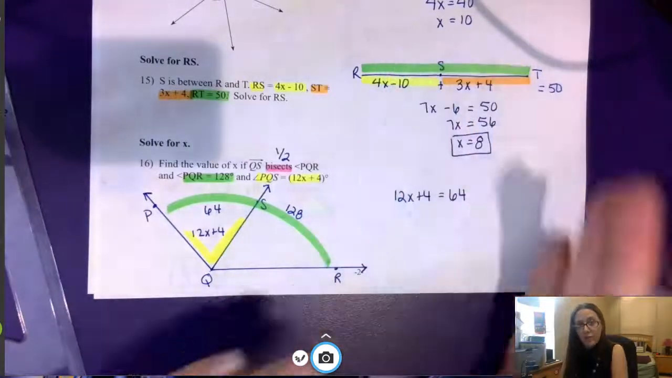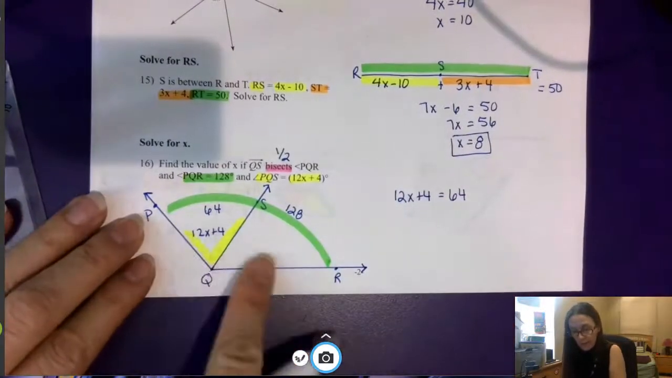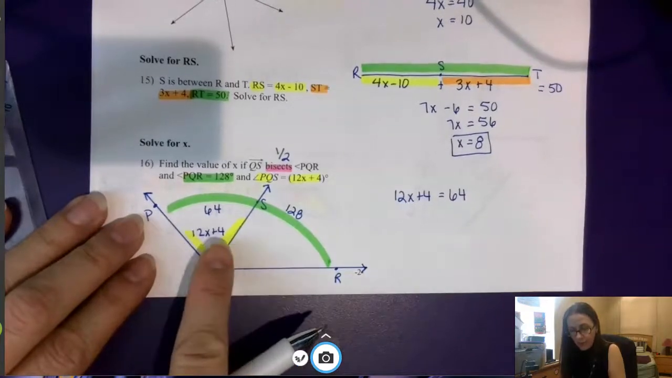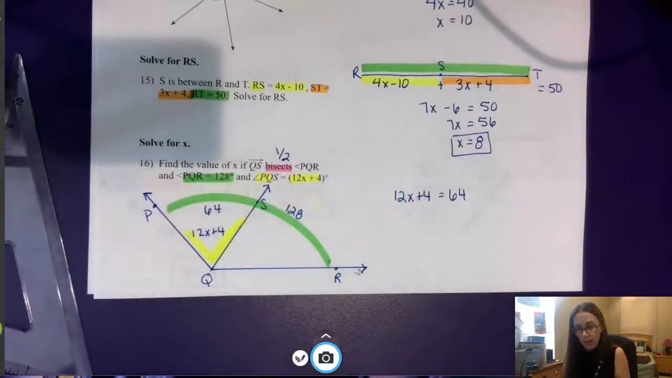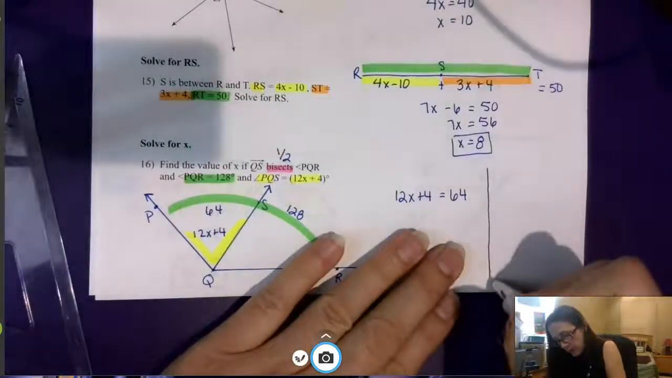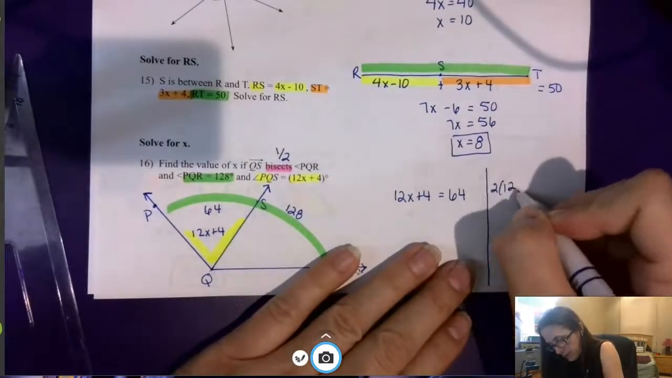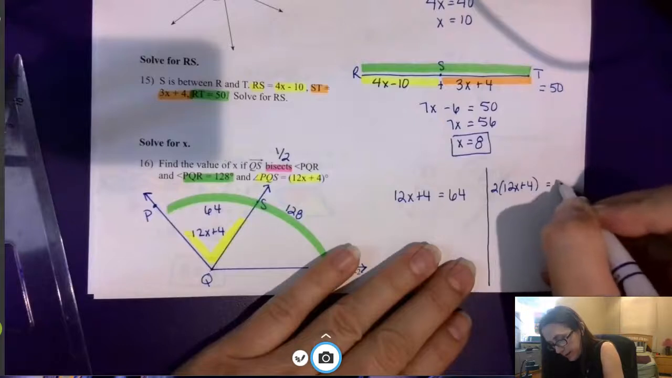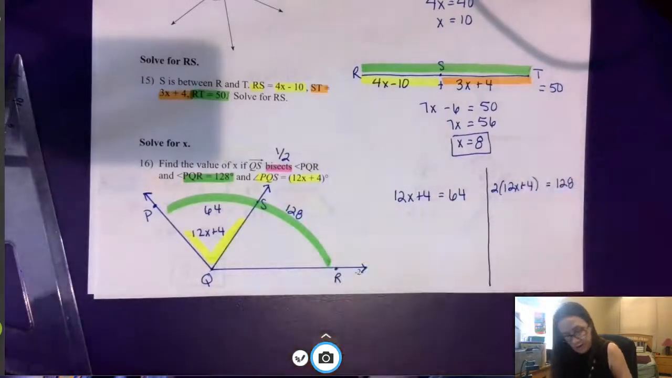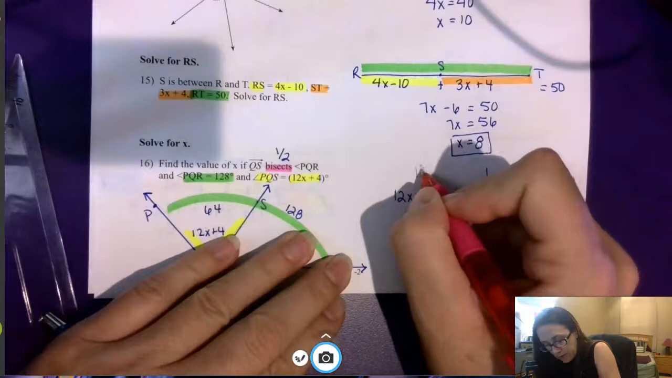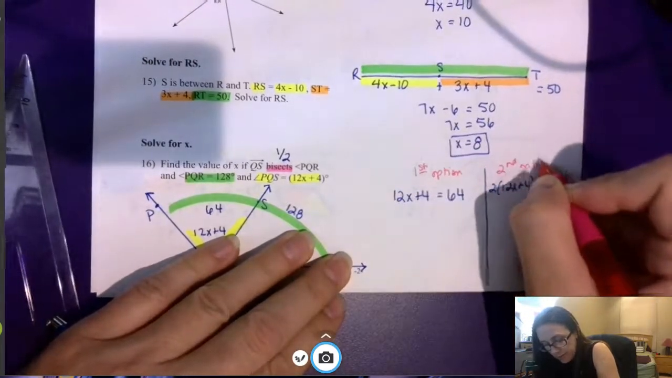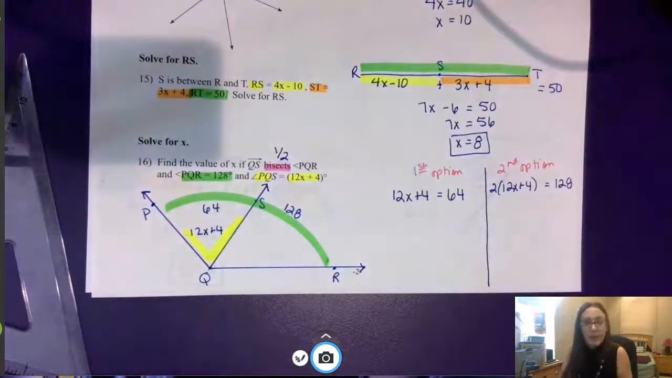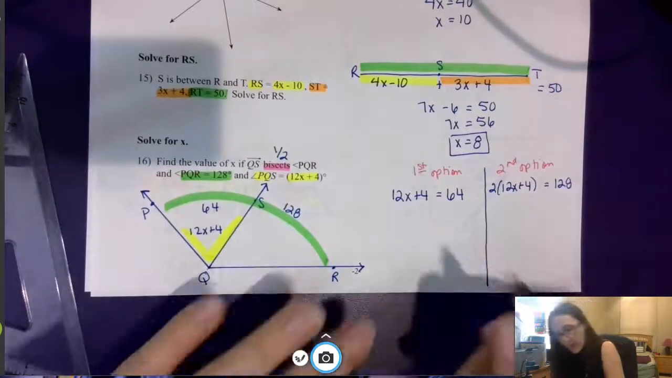Now I want to pause for a second. Some of you maybe would have doubled this and made it 24x plus 8 and set it equal to 128. You could have done that as well. It just depends on how you approach the problem. You would still get the same answer. So you could have doubled this to 2 times 12x plus 4 and set it equal to 128. This is your second option, and this is my first option. I'm curious if anybody thought about it that way. But I would have done it this way. It's easier. They're smaller numbers.